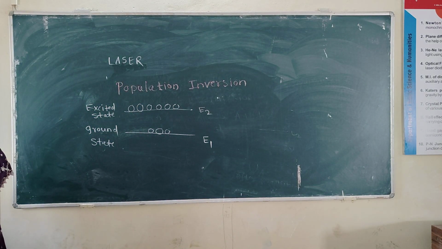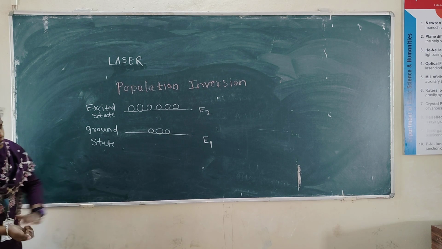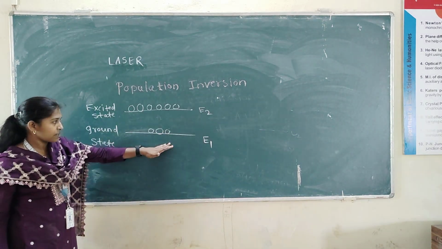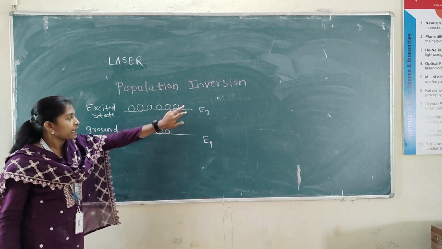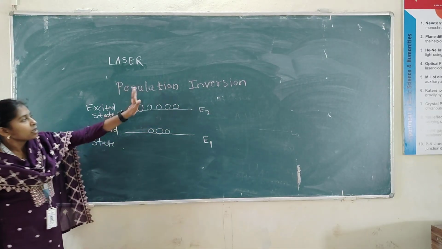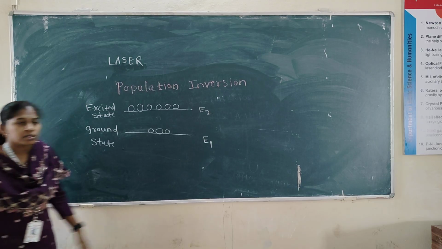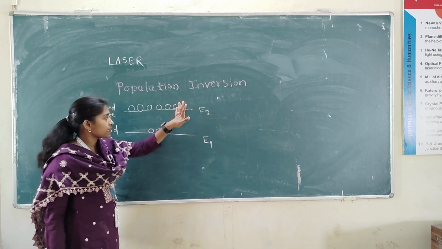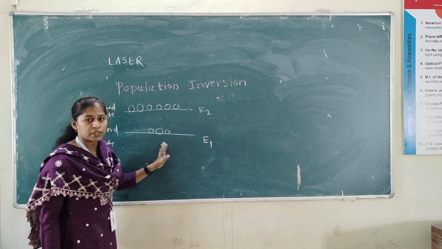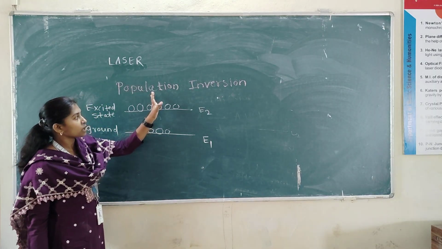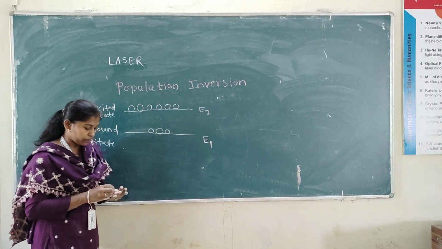in this figure we can understand that the number of atoms in the ground state is less than the number of atoms in the excited state. The concept of population inversion means the number of atoms in the excited state is greater than the number of atoms in the ground state. This phenomenon is called population inversion.